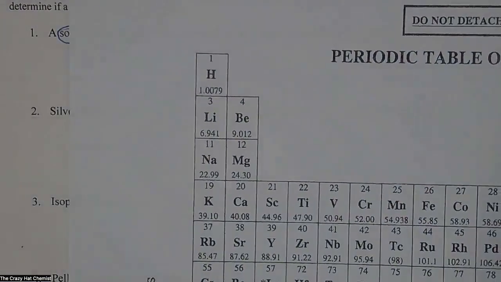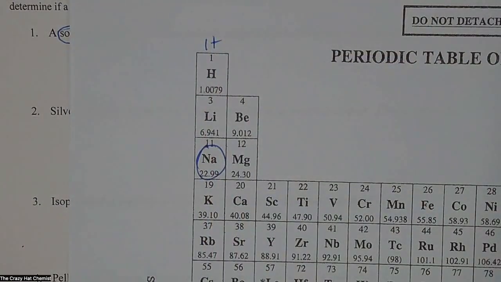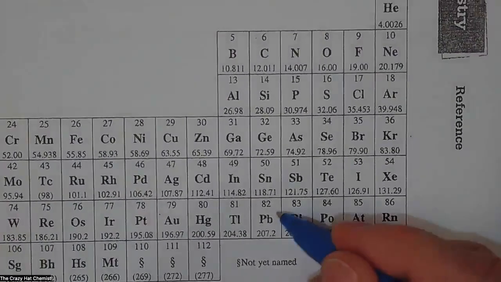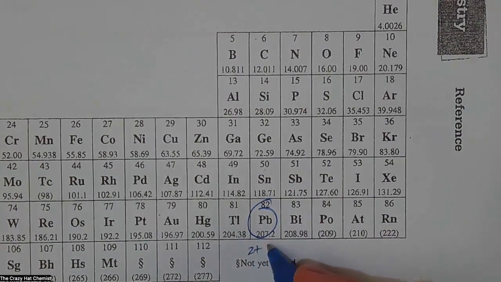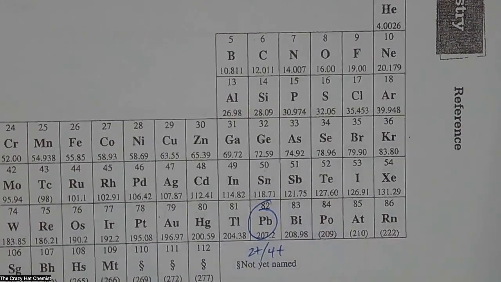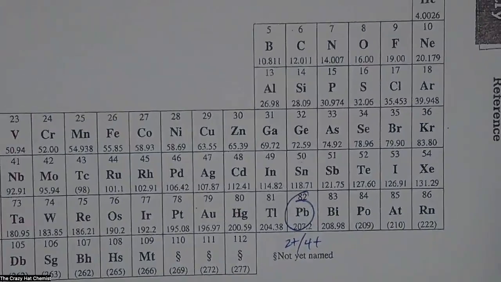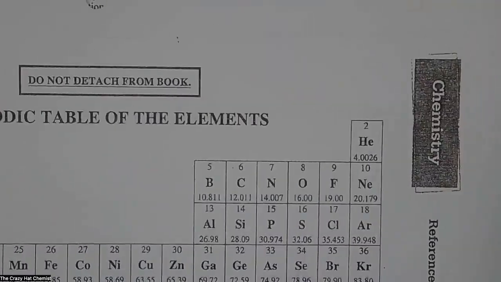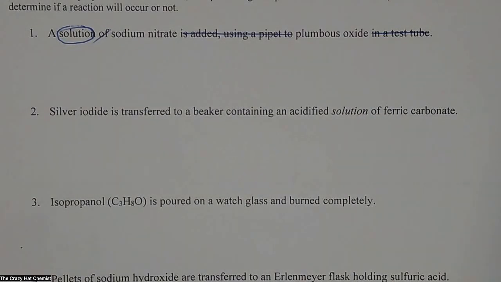Sodium is in the alkali metals, and therefore is a 1+ charge. Plumbous is lead, and there are 2 different charges of lead, a 2+ and a 4+. Since it says plumbous, that's the lower charge, so it's a 2+ charge. Oxide is a 2- charge, so that's where I'm getting that. Hopefully that makes sense.